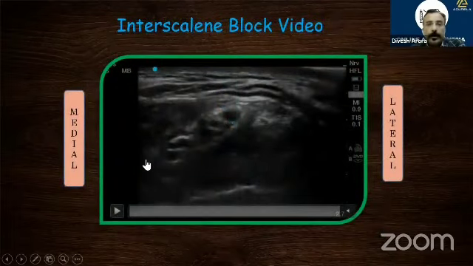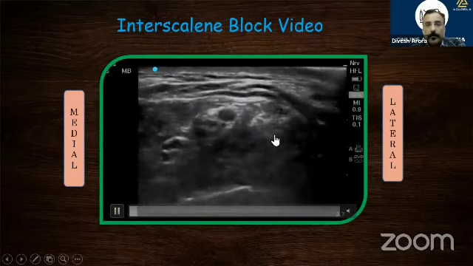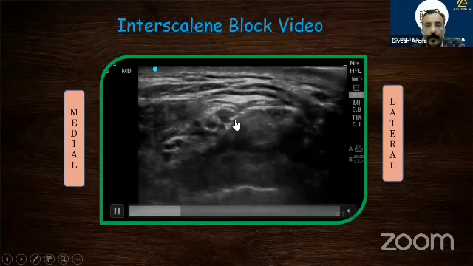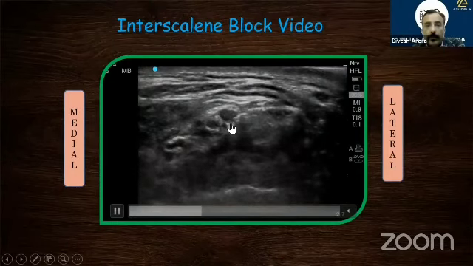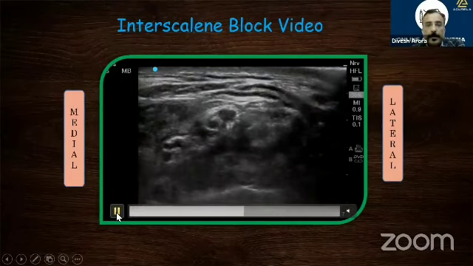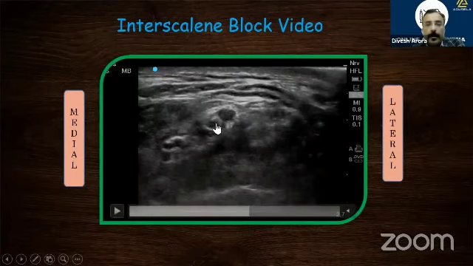So now I'll show you the actual block video. Needle will be coming from the lateral. This is the medial. This is the anterior scalene, middle scalene, C5, C6, C7. So the idea is to bring the needle close to the nerve roots, but not actually going through the nerve roots, in between or inside. We are giving a periplexus injection, as you can see, between the middle scalene muscle and the neural elements stacked in the interscalene groove.